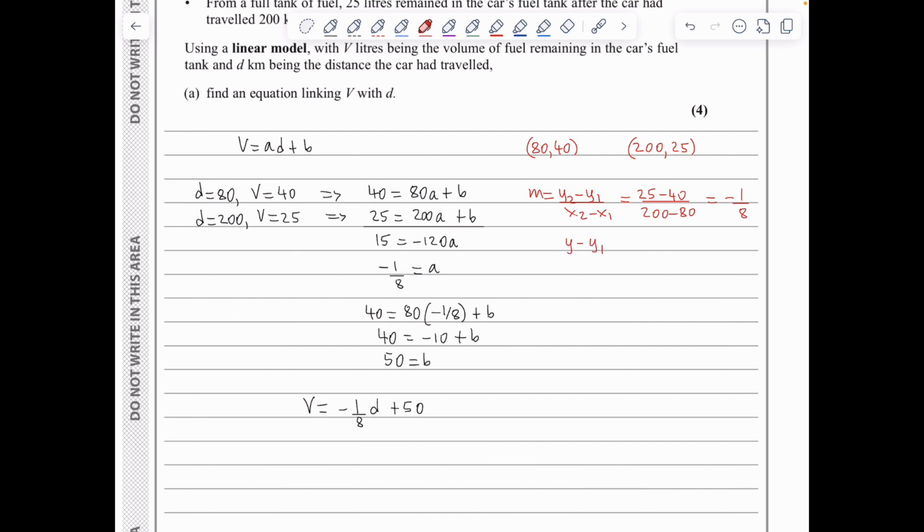y minus y1 is m times x minus x1. So my y is actually capital V. I need to adjust to the new variables, the new letters. V minus 40 is equal to minus 1 over 8, and my x is the d, minus 80. So we're looking at V minus 40 is minus 1 over 8d plus 10, which of course gives the same answer that we have just obtained. Capital V is minus 1 over 8d plus 50.